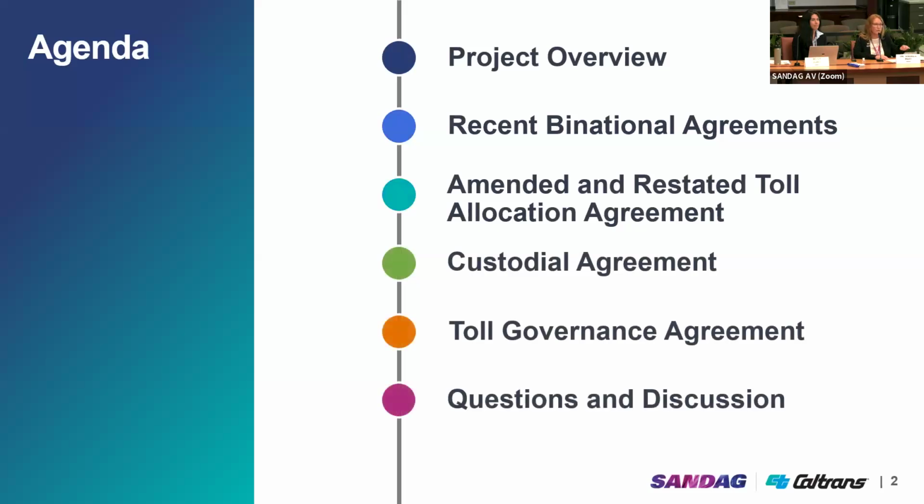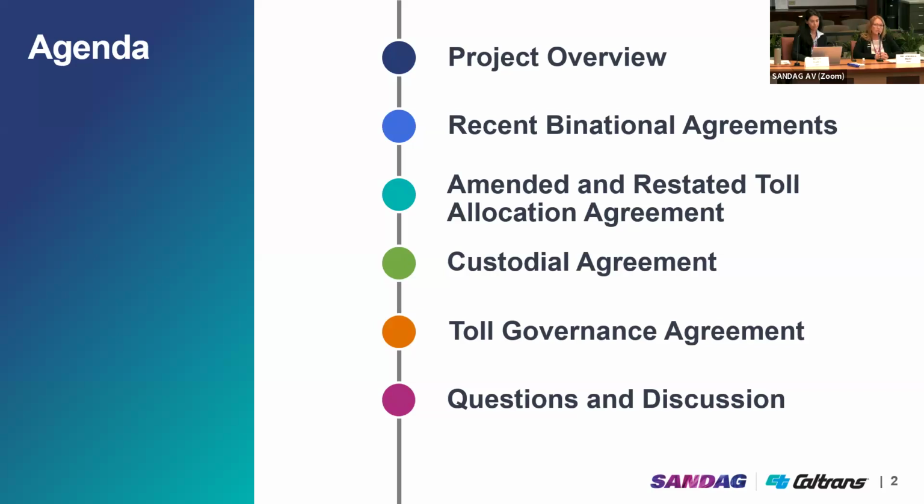So here's a summary of what we'll be talking about today. I'll provide a brief project overview and summary of project benefits, followed by a description of the 3 agreements before you today. First, we have the amended and restated toll allocation agreement. This is the historic toll agreement signed with Mexico back in 2022. This is an amendment to that.